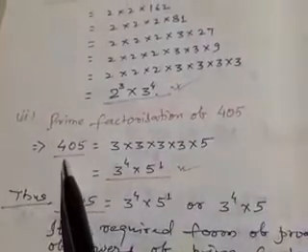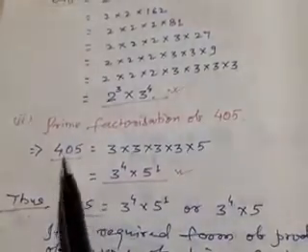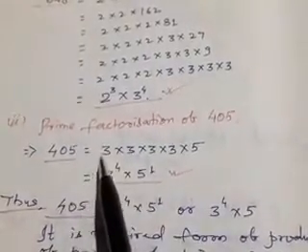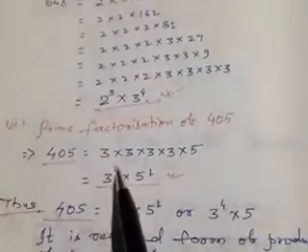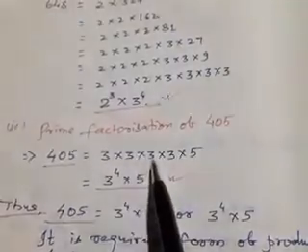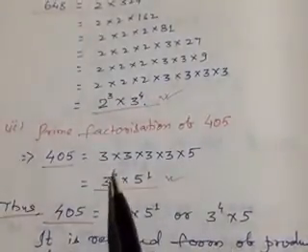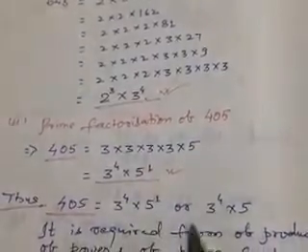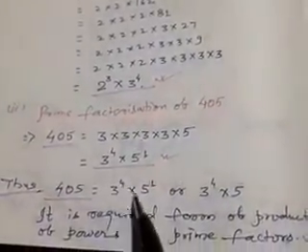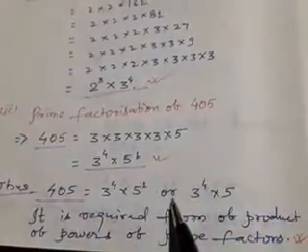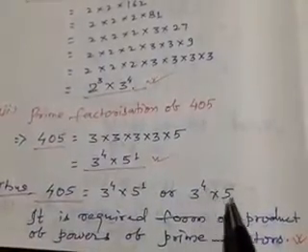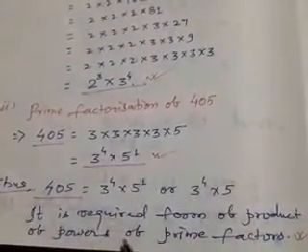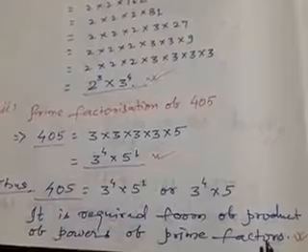We find the prime factorization of this number, 405. When we find prime factors of this number, we see that 3 into 3 into 3 into 3 into 5. So 3 to the power 4 multiply 5 to the power 1. Hence we can say that 3 to the power 4 multiply 5 to the power 1, or simply 3 to the power 4 multiply 5. It is the required form of product of powers of prime factors.